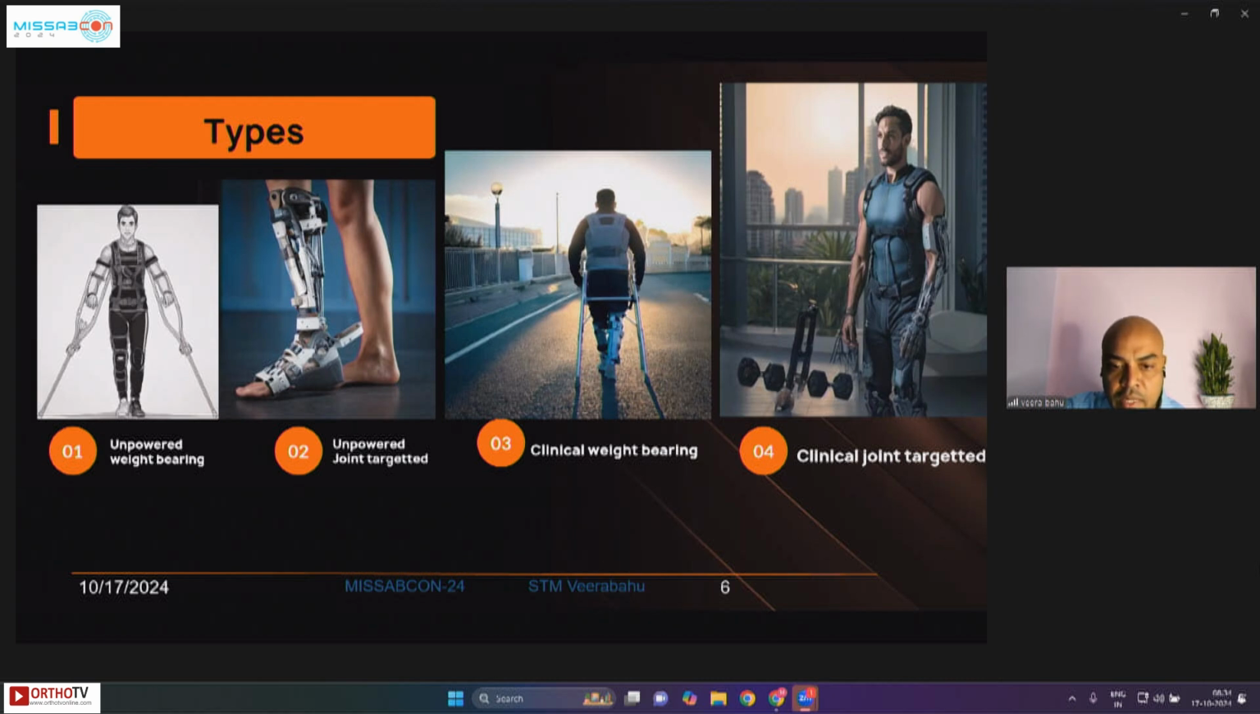So the third type is clinical weight bearing systems. These are powered active devices, which are generally slightly bulky in nature, and which support a complete integral component of your body. This is the third type of devices. And the fourth is, again, a powered exoskeleton, which is targeted to a very specific point of your joint. So it can be a hip, it can be an ankle, or it can be any part of your upper body. So these are 4 basic types of exoskeletons that we can primarily talk about.